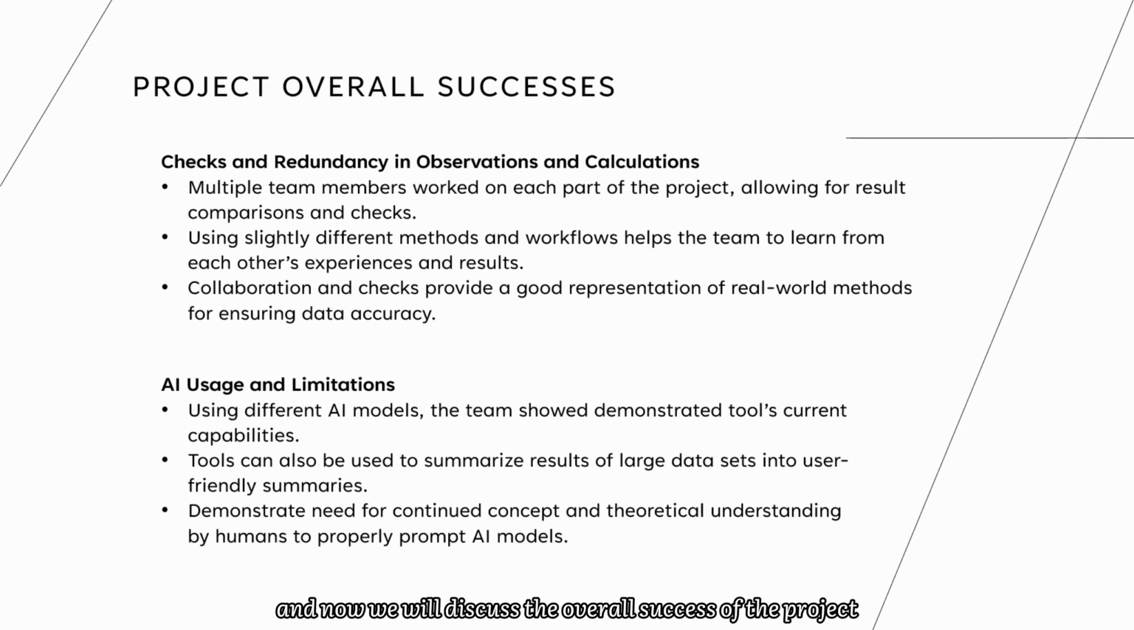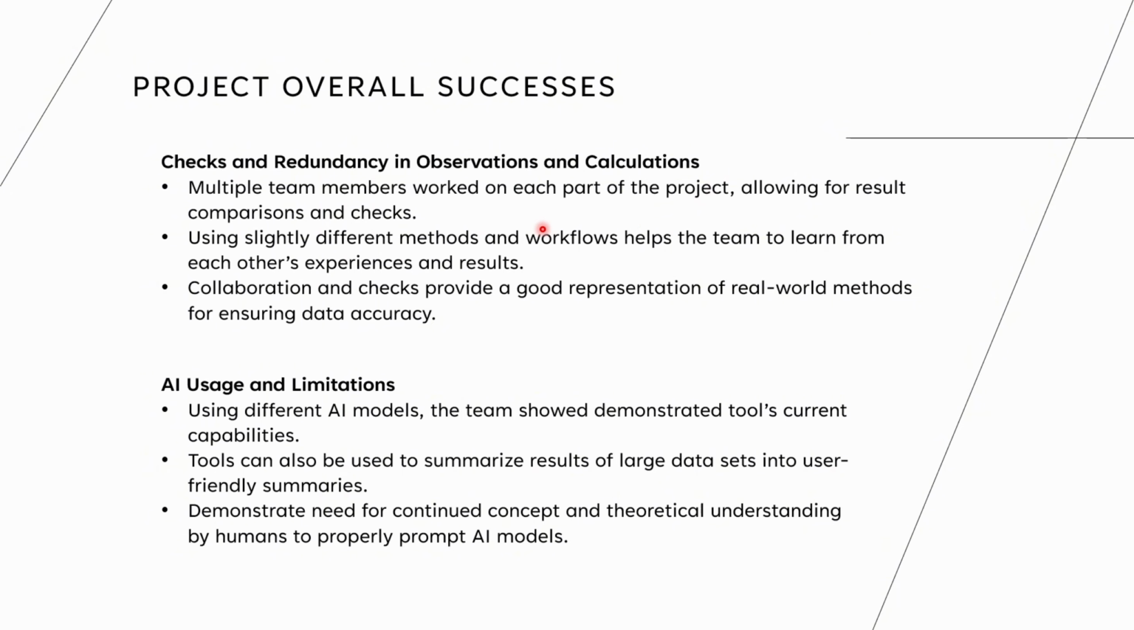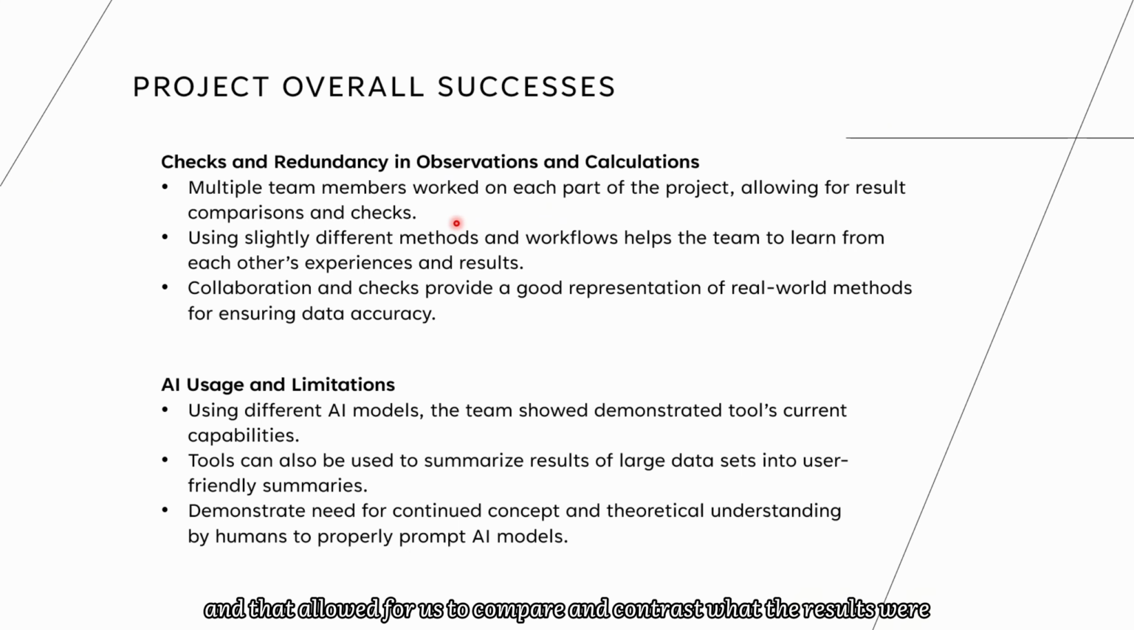And now we will discuss the overall success of the project now that we have gone through the 3 parts. An important success was being able to check each other's work and also have redundancy in the observations and calculations. We see this throughout all the parts of the project. Multiple team members worked on each part, and that allowed us to compare and contrast what the results were.